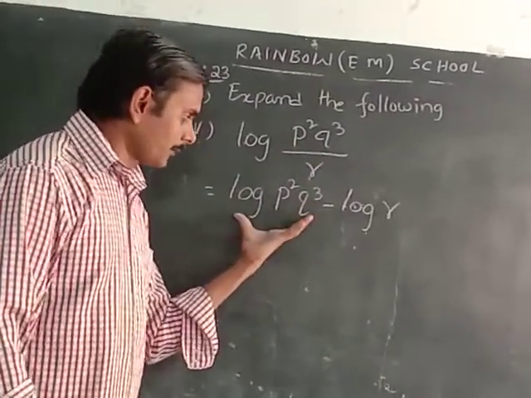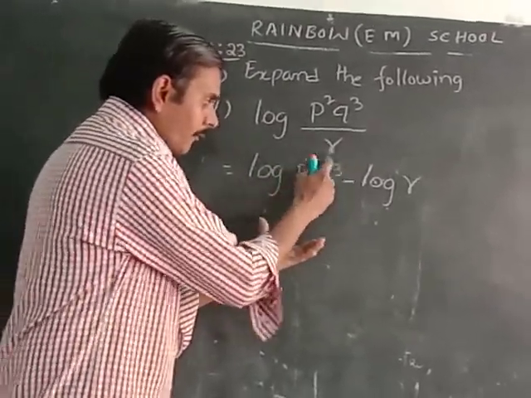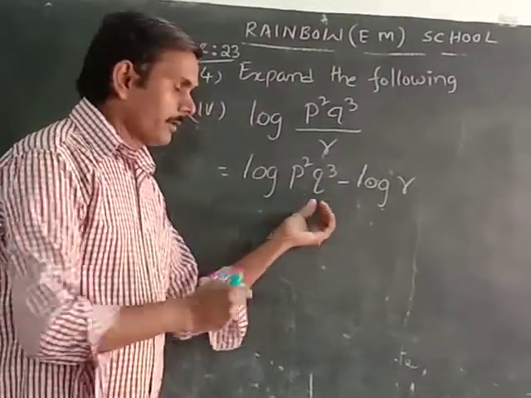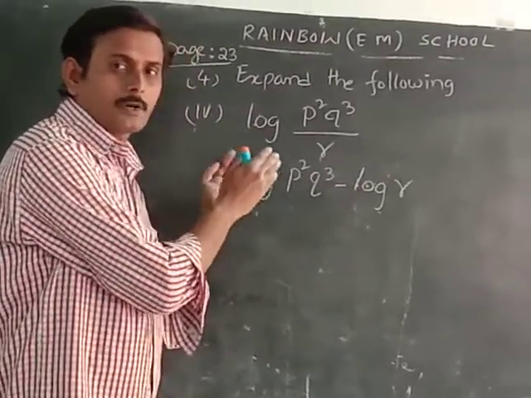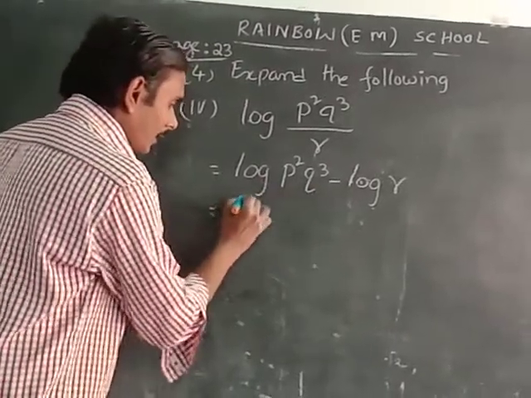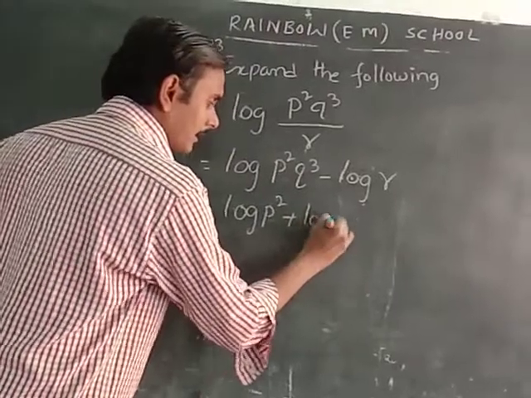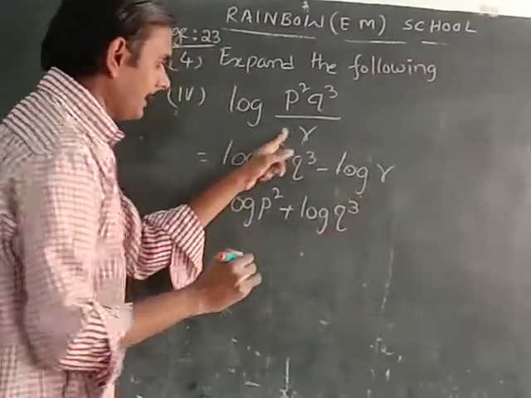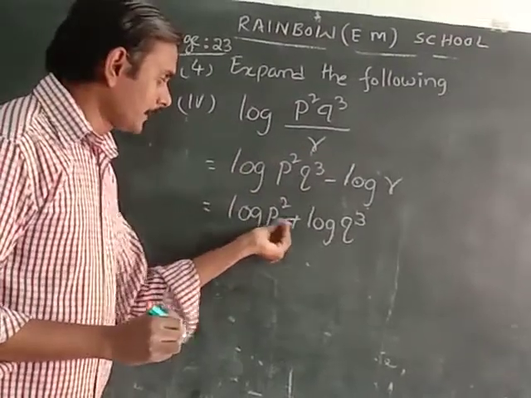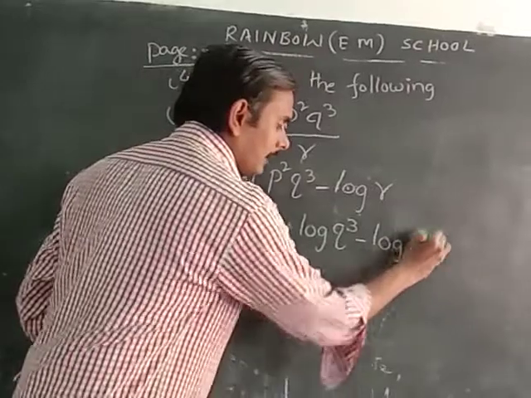Now take this part only, which is in the form of log x into y. We have to recognize that one. Which logarithm law is suitable for us? Log x y equals log x plus log y. Here p square is the x, q cube is the y. So log x plus log y, minus the remaining part, minus log r.